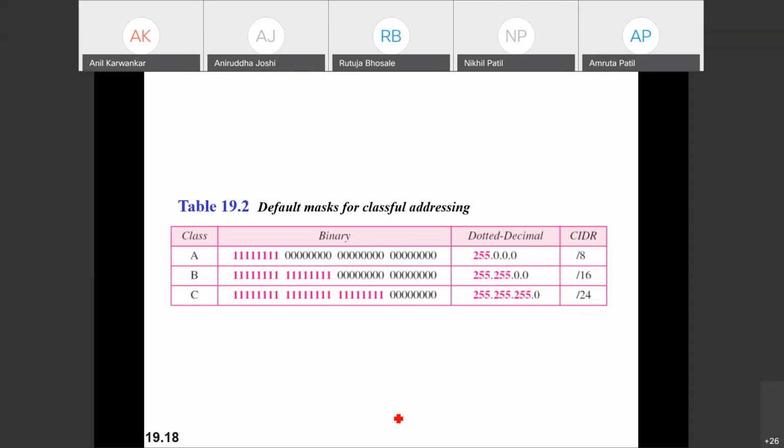Class C was not able to satisfy most organizations. That's why one concept was added, typically known as supernetting. Supernetting is combining various class C addresses. One subnet will have 192.168.1.0, and may consist of 255 computers, so the last IP address will be 192.168.1.254. That will be a group of computers.